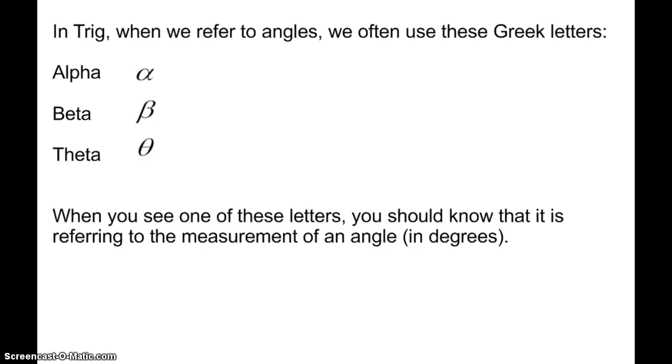Here we go. When we refer to angles in a triangle, we use Greek letters. Three of the most common we use are alpha, beta, and theta. When you see these, they're referring to the measurement of an angle in degrees. So alpha, beta, and then theta, and sometimes theta has a curly Q on top. You're going to see those in triangles to refer to an angle.